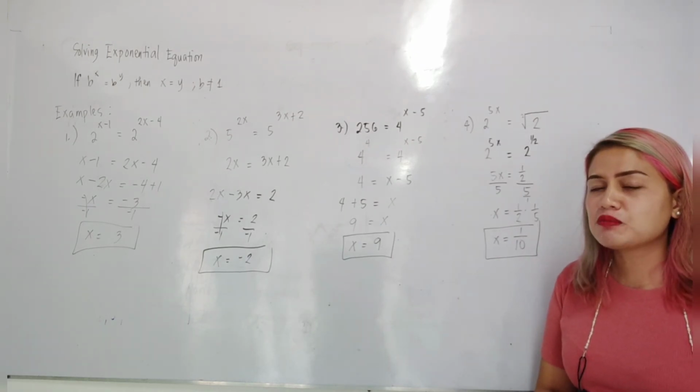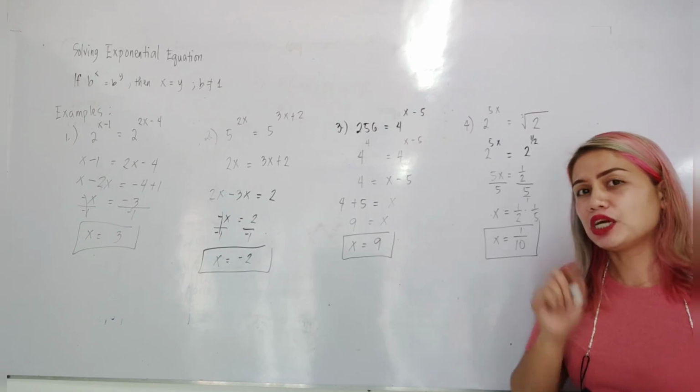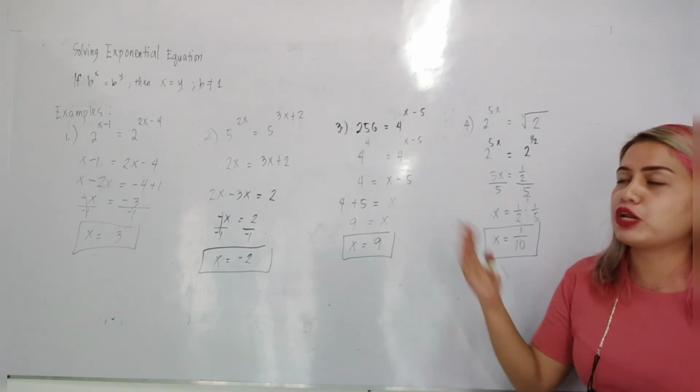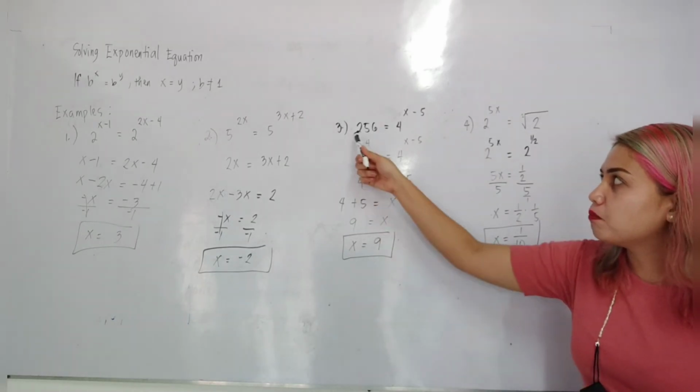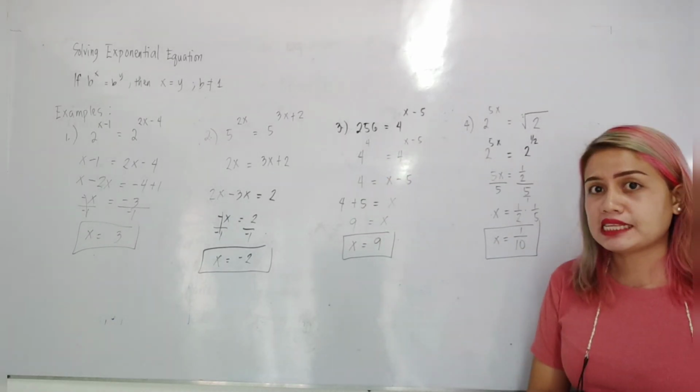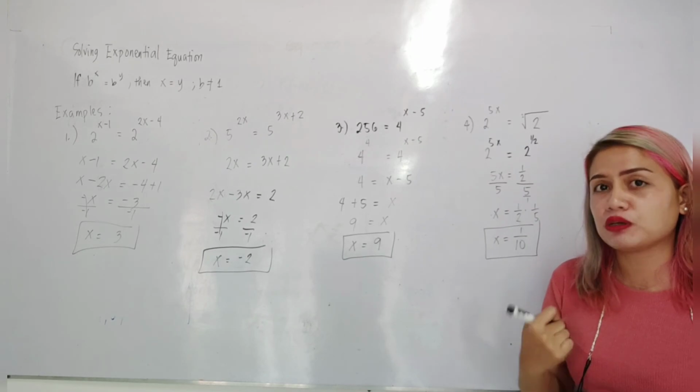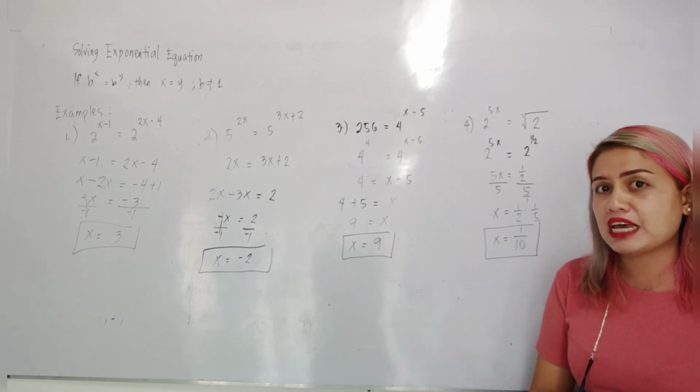Do you have any questions about solving exponential equations? Just always remember, class, that when you solve an exponential equation, remember the one-to-one property. You make sure that both sides have the same base. You rewrite it into its equivalent exponential form with the same base on the other side.